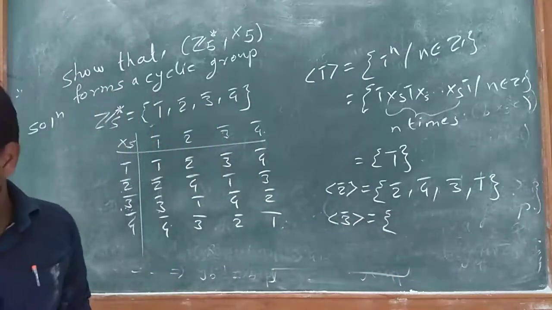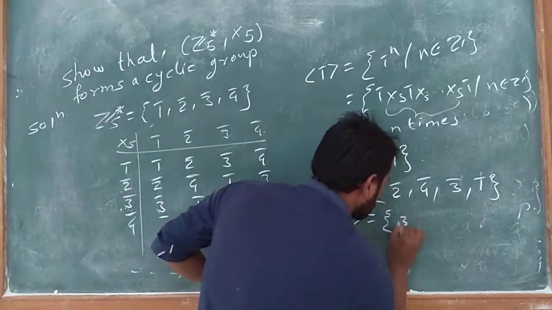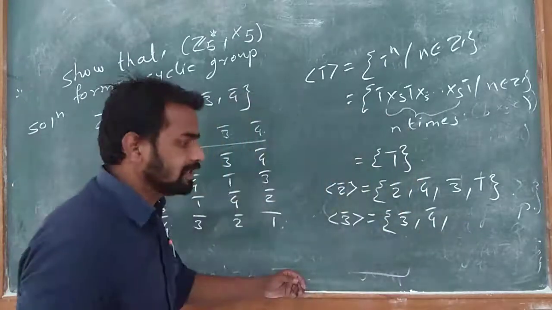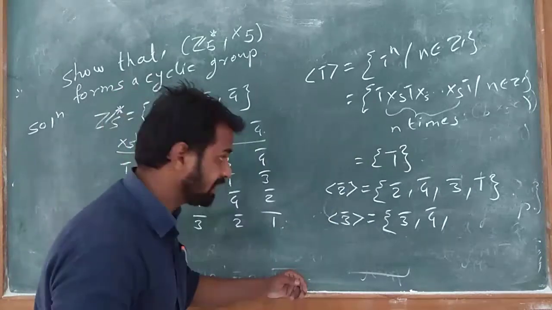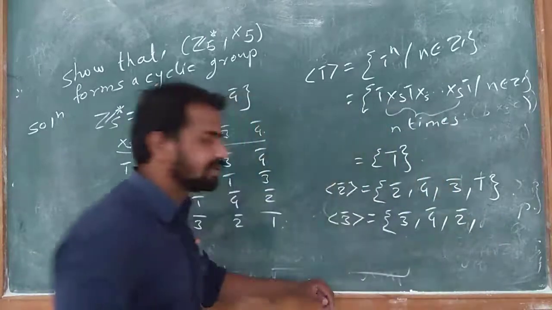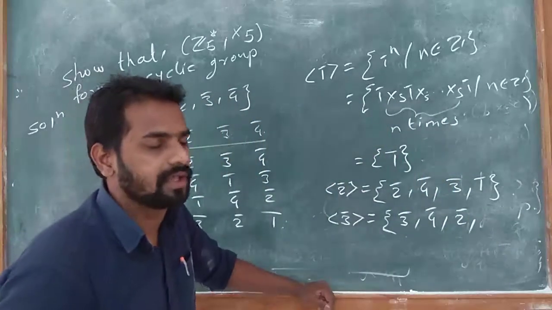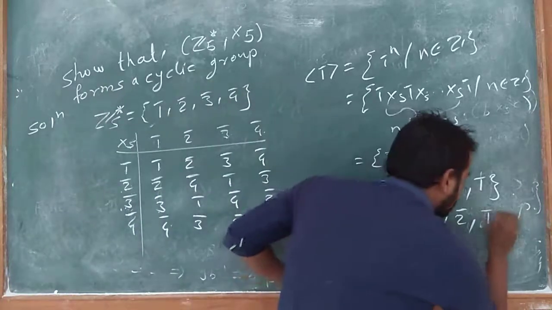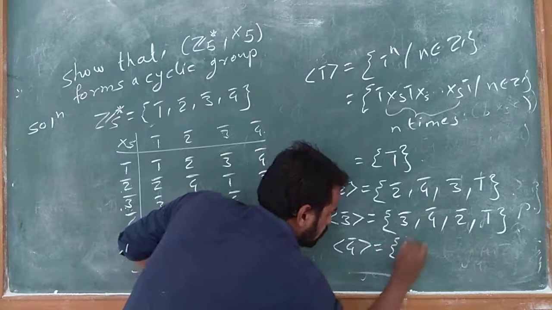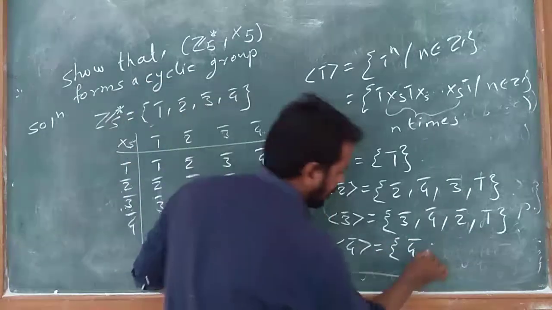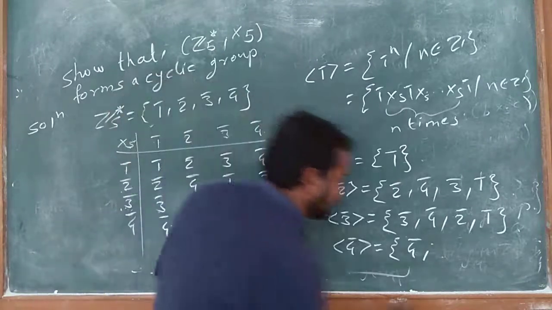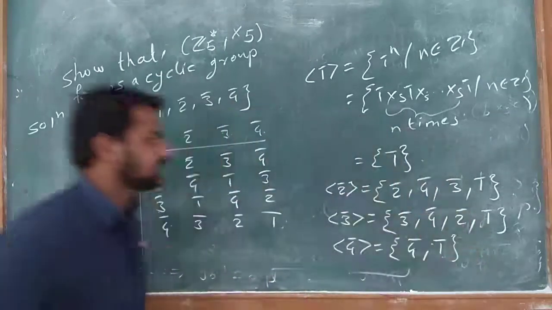Cyclic subgroup generated by 3 bar: 3 bar into 3 bar, 9 bar, is equal to 4 bar in multiplication modulo 5. 3 bar into 3 bar into 3 bar is 27, but 27 in multiplication modulo 5 is 2, therefore it is 2 bar. And 3 into 3 into 3 into 3, 4 times, means 81, but 81 is equal to 1 bar in multiplication modulo 5. For 4 bar, 1 time then we get 4 bar, 2 times then we get 4 bar into 4 bar is equal to 16 bar, but 16 bar is equal to 1 in multiplication modulo 5.